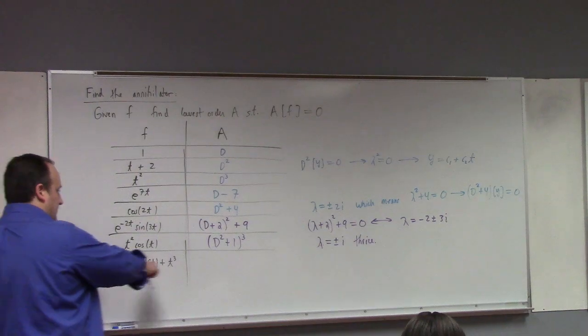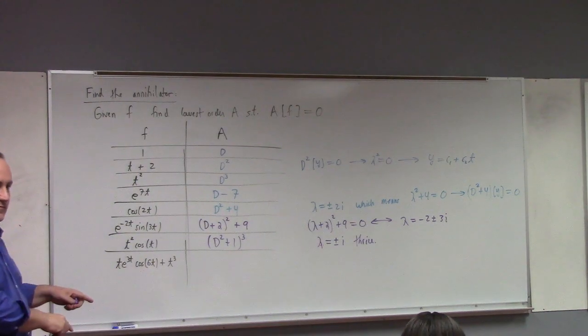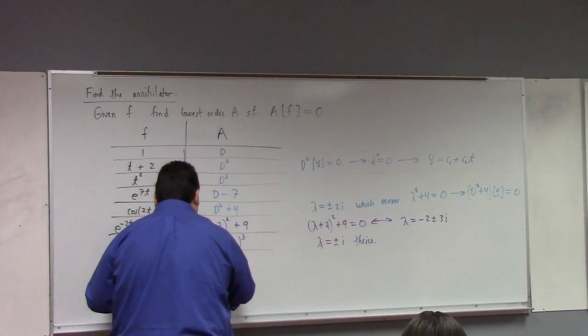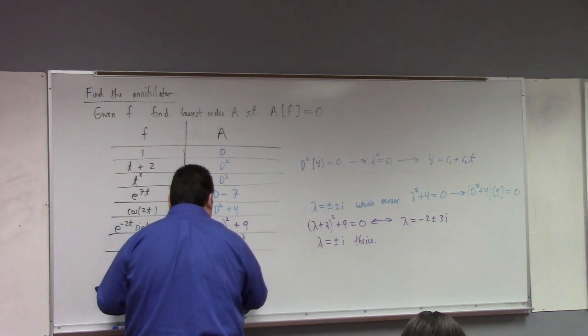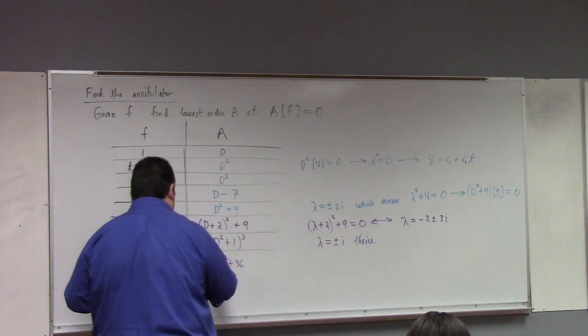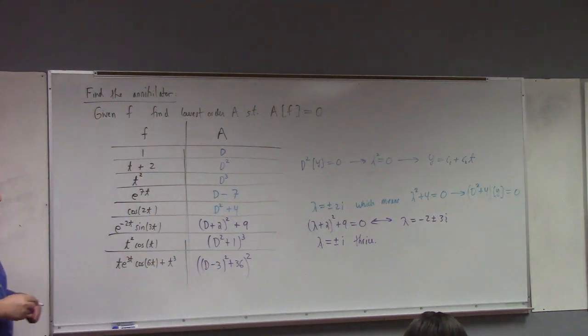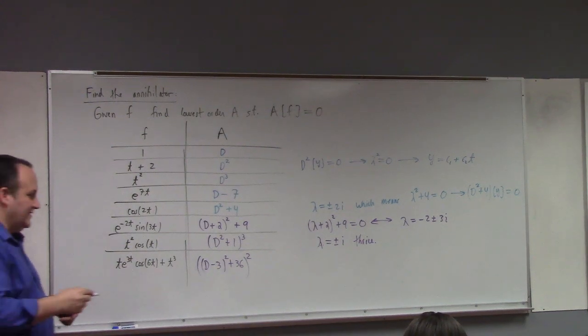And this one is a combination play. For the t e to the 3t, we need D minus 3 quantity squared plus 36. That picks up the square right there, square it, and then to get rid of the t cubed, you slap a D to the 4th on this guy.